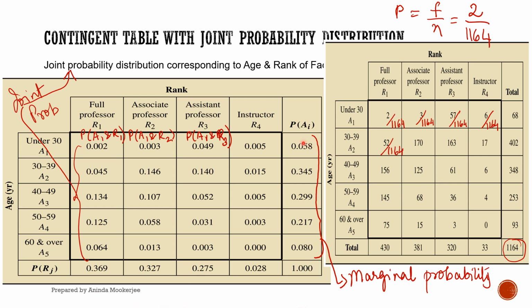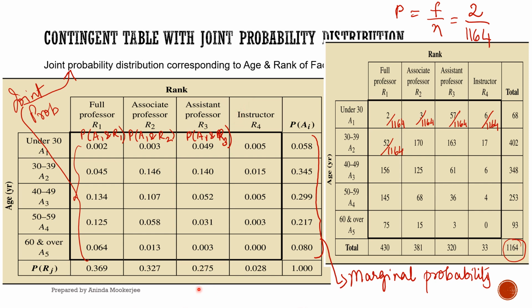So what does this 0.058 mean? 0.058 is the probability of finding somebody or selecting someone under the age of 30. And that's it, only age. Because this is marginal, it does not talk about joint probabilities. It won't talk about two variables together. It's just the probability of finding somebody under the age of 30, irrespective of what rank that person is.